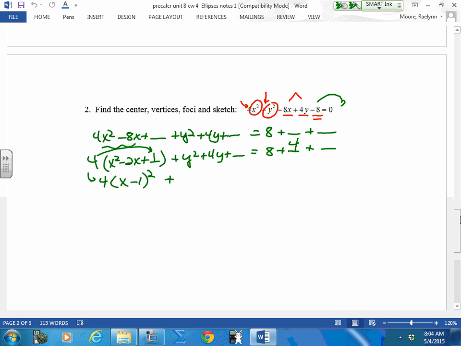Then I do this guy. What's half of 4? What's 2 squared? Okay, I add 4 here, I add 4 here. So this gives me 16. We're almost there. My ellipse has to be set equal to 1. So I got to get this guy to be 1. Divide everybody by 16.